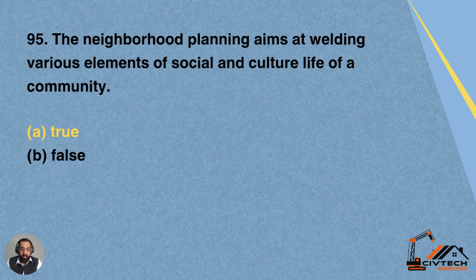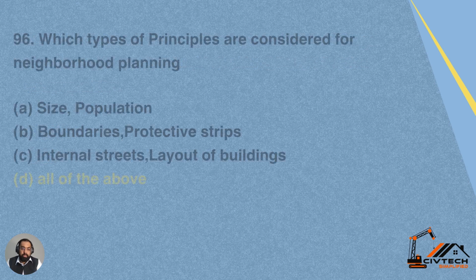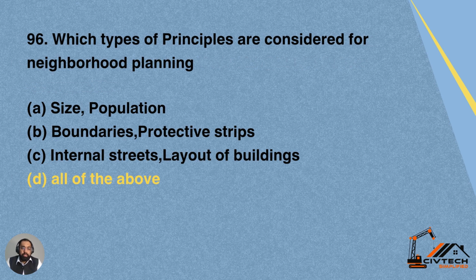Then question number 95, the neighborhood planning aims at welding various elements of social and cultural life of a community. So it keeps the social and cultural life of the community intact with the planning of neighborhood. Option A is correct, which is true for this question.